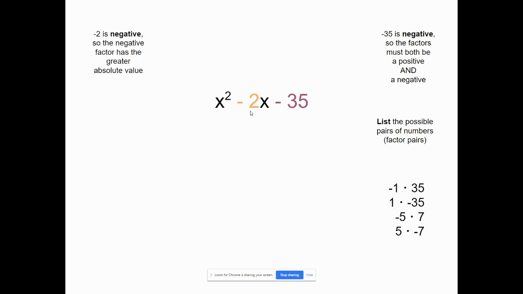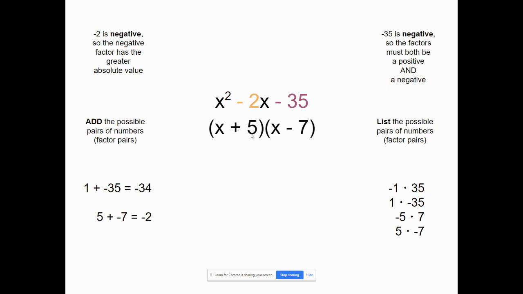But now I look at my negative 2. And so I know that because the result is negative when I add my factors, the negative factor has to have the greater absolute value. So negative 35 has a greater absolute value than 1. Negative 7 has a greater absolute value than 5. And look, when I add these two together, there's my negative 2 I've been waiting for. We write our result, x plus 5 times x minus 7. And that's our answer.